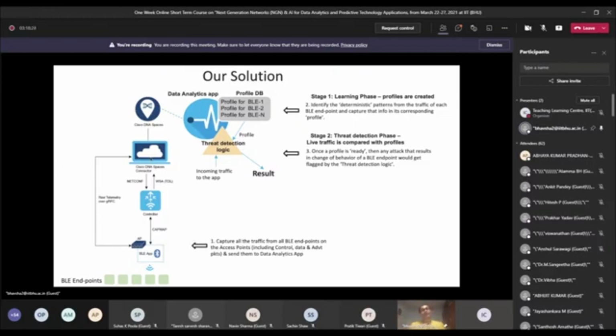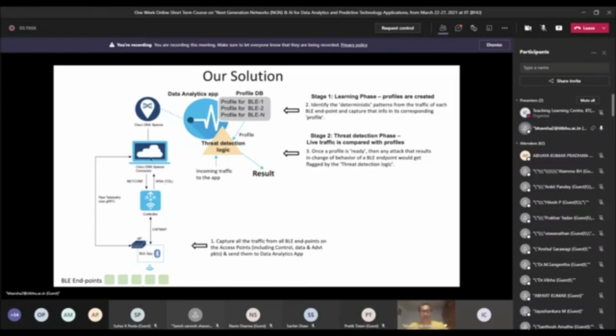Yes, the more fruitful solution would be, once you detect any threat or any change in the values, you inform the AP to break this connection, or not accept any more requests from the slave device. But we have not yet thought on that; currently we are just building the profile database and then flagging it if any parameter value falls outside its range. So currently we are doing this, and we are trying to integrate it into our DNA Spaces.